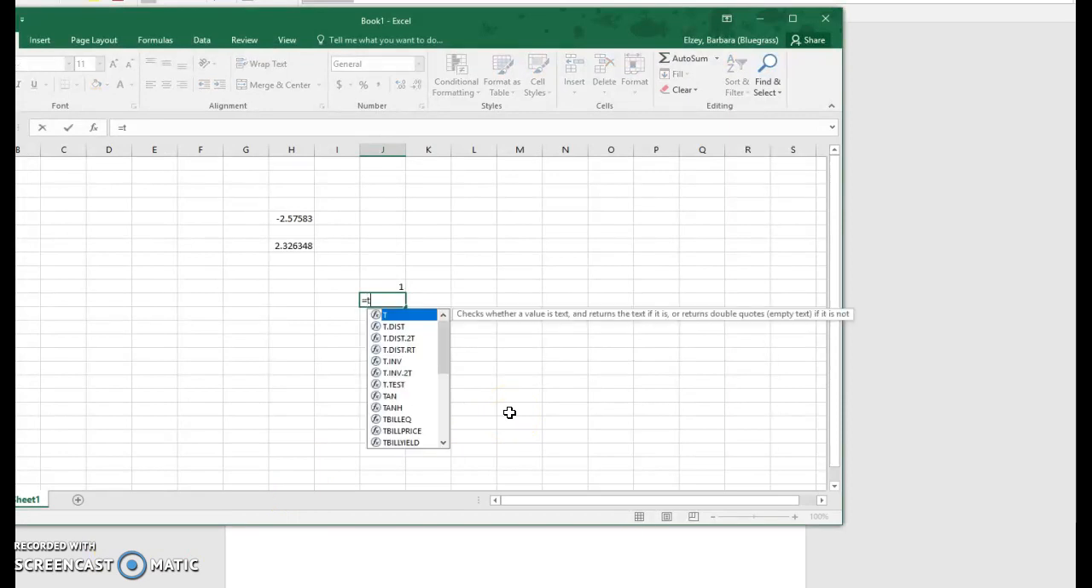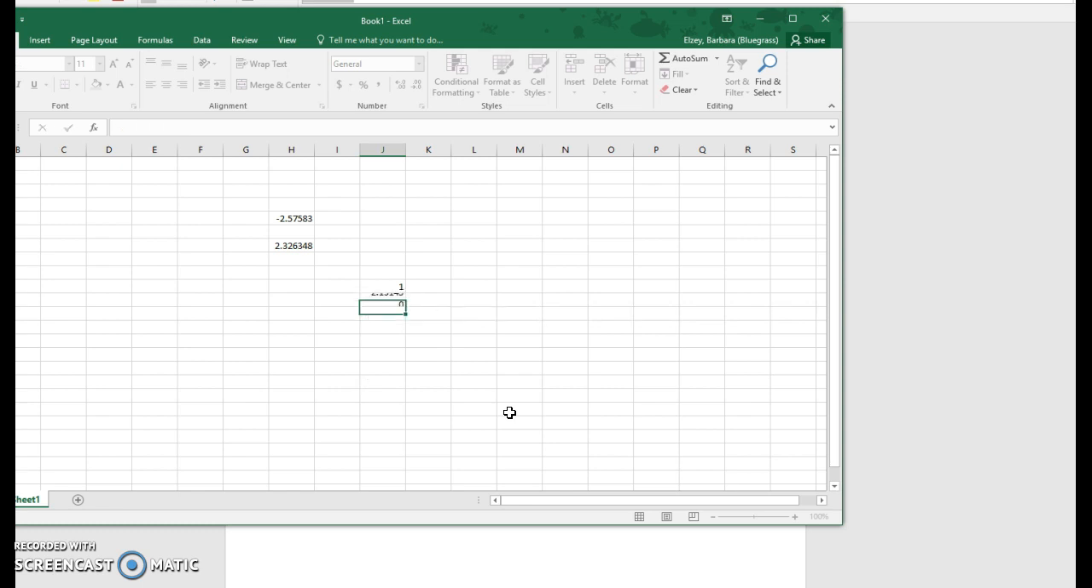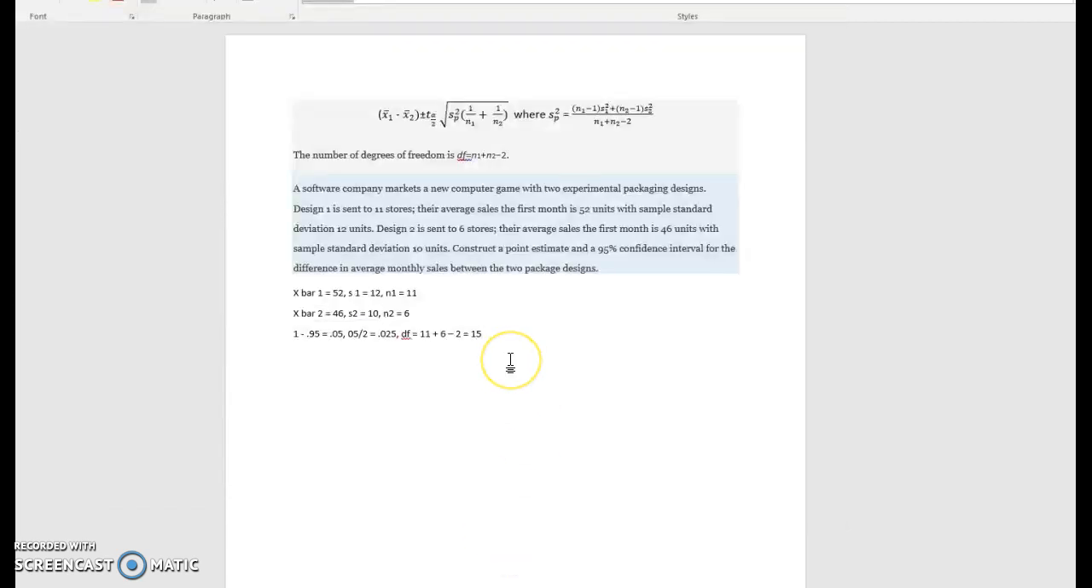So equal t.inv 0.025, 15 degrees of freedom gives us negative 2.131. Now remember, it's a confidence interval, so the negative doesn't matter. 2.131. So our t value here is 2.131.